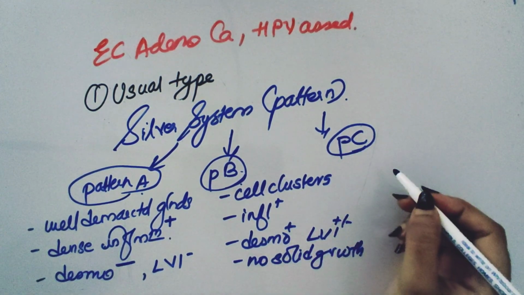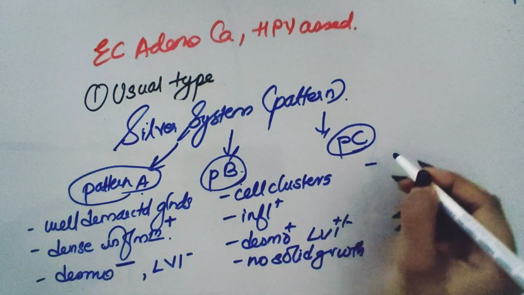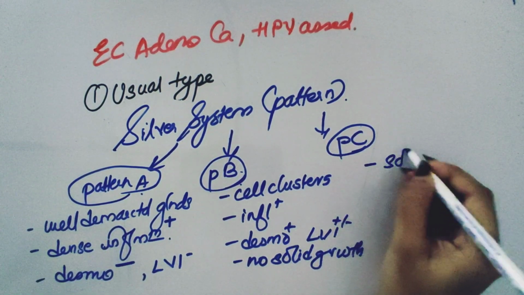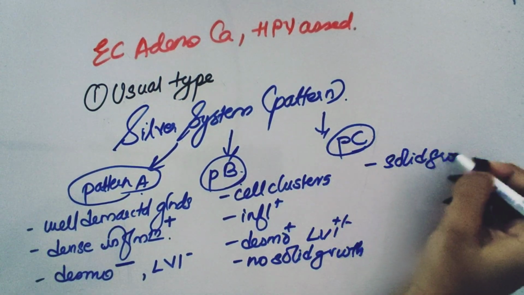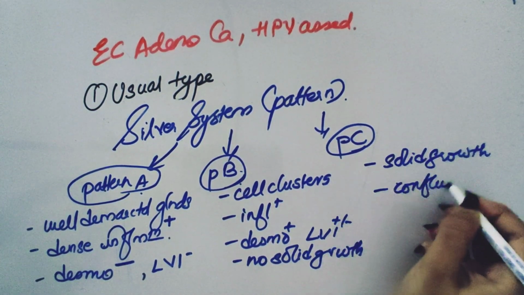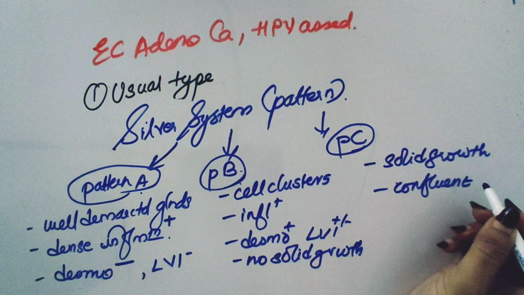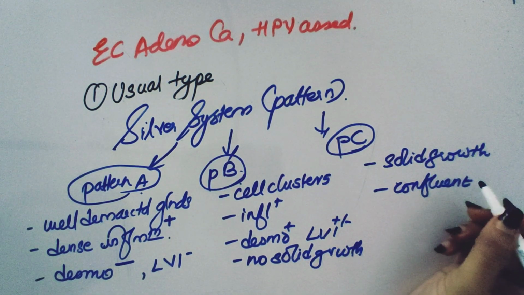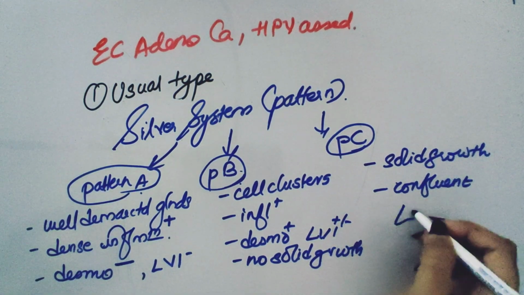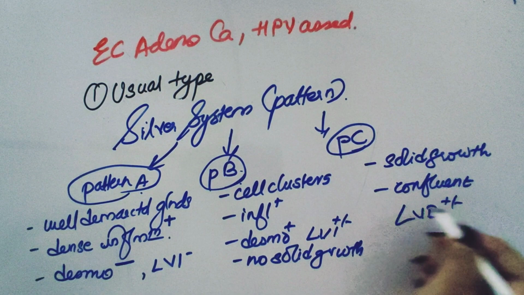And coming to pattern C, what is different from these two is the solid growth pattern, or it can have a confluent growth pattern. Confluent means it has a complex papillary structure with mucin lakes, etc. And then here also lymphovascular invasion may be present or may not be present.